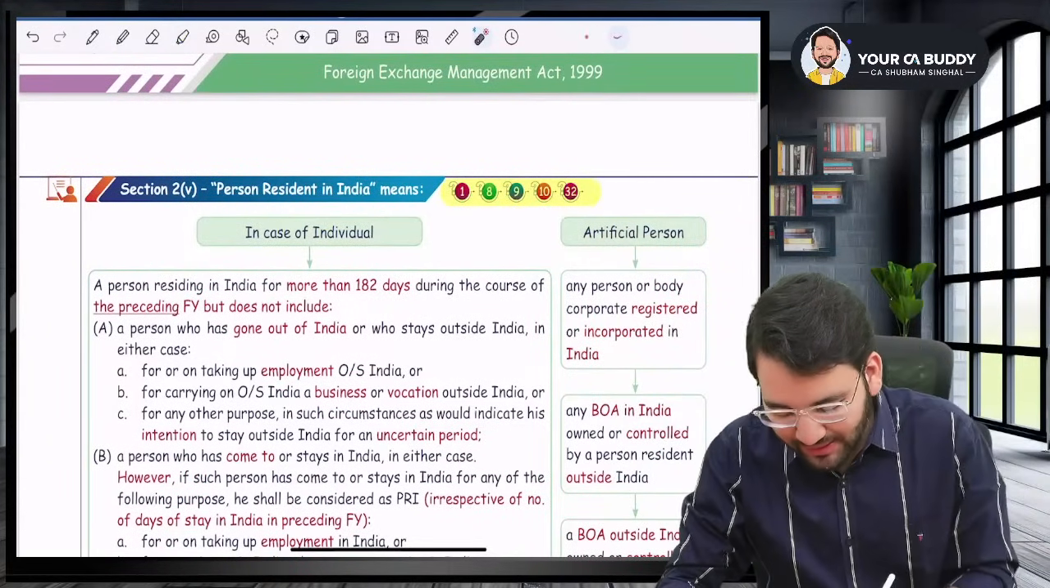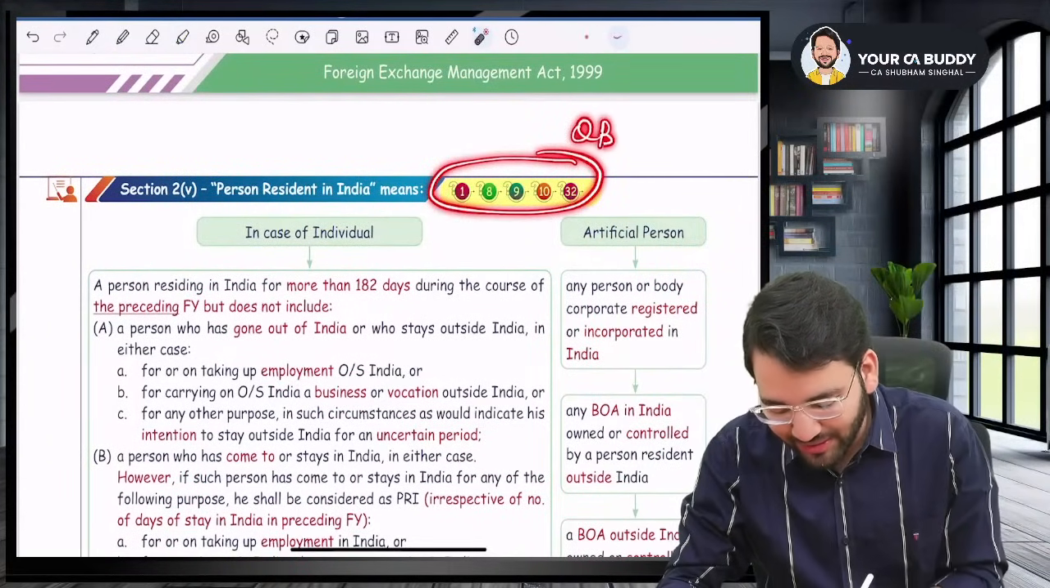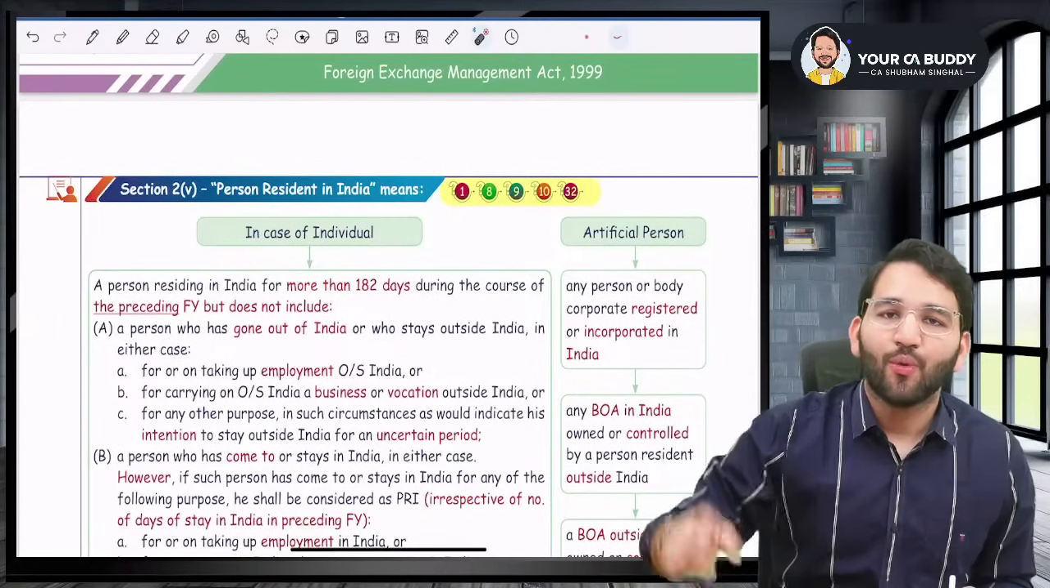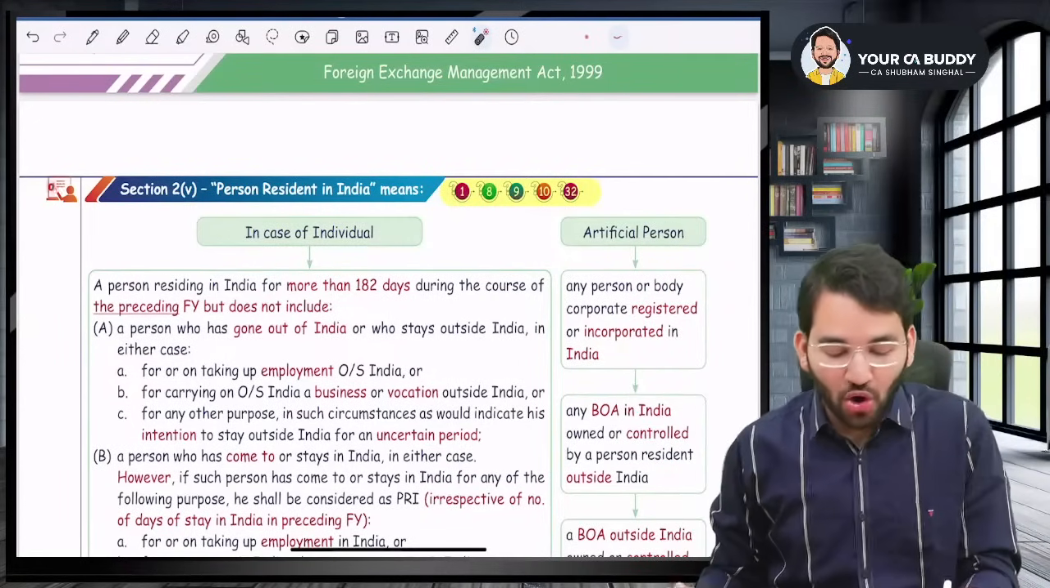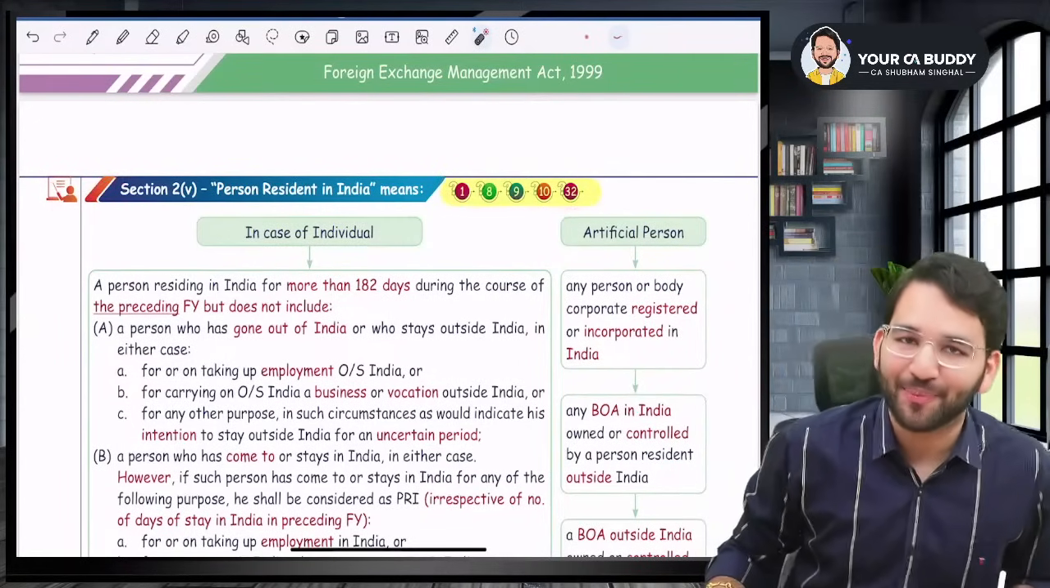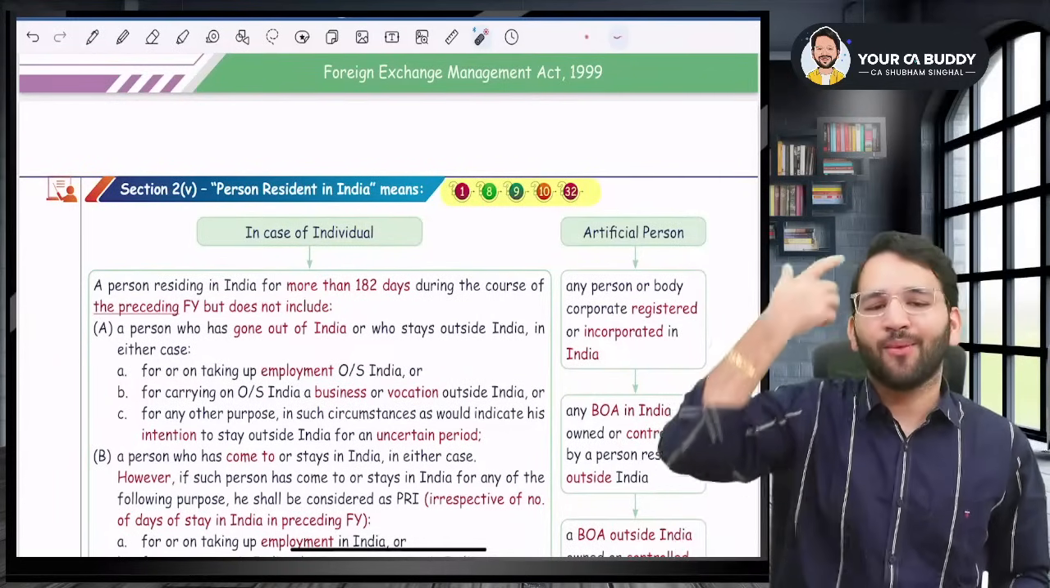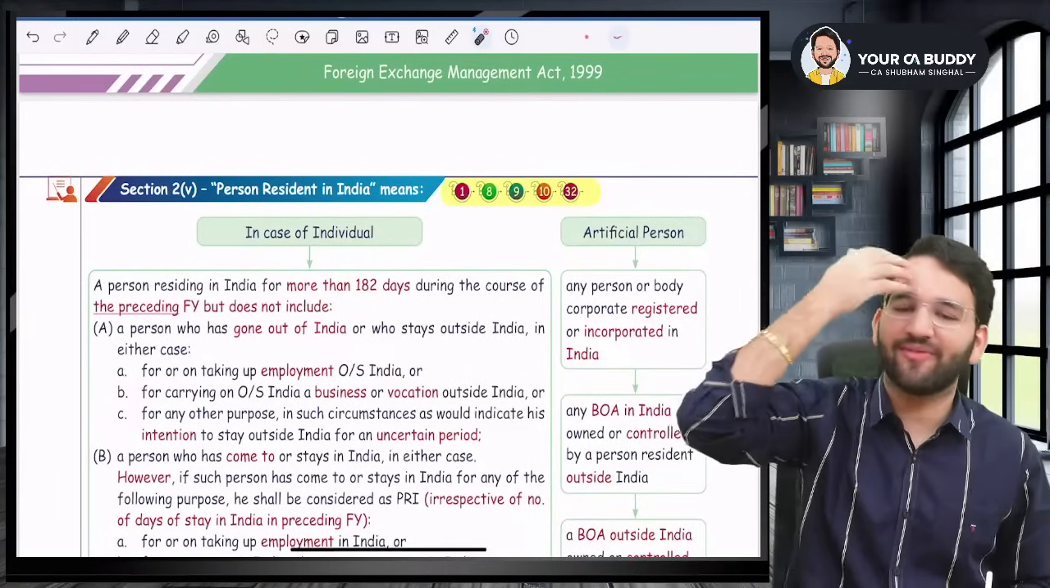If you look at these references, these are basically references to the questions in the question bank, which is related to this definition. So along with the concepts, you can solve the questions also. Okay, now coming back, sir, what is the meaning of person resident in India? Listen to me very carefully.